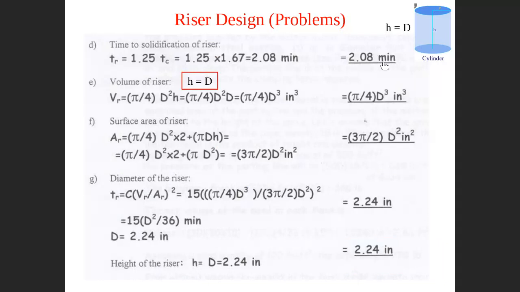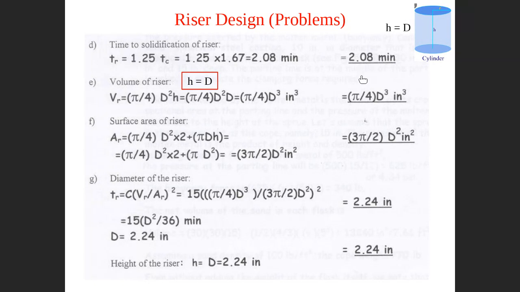Next, what is the solidification time of the riser? It is 1.67, the solidification time of the cast, multiplied by 1.25. Why? Because I would like to maintain the solidification time of the riser 25% longer. Then it is 1.25 TC. With the solidification time of the cast 1.67, the solidification time of the riser now is 2.08.